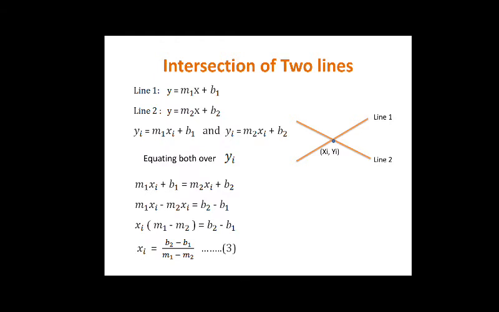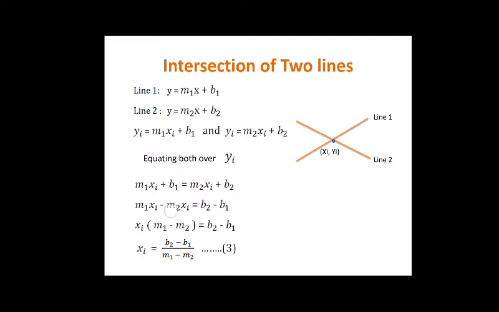Now I have to equate both. You can see the LHS of both equations is the same, so I am equating the RHS: m1 xi + b1 = m2 xi + b2. So I am equating both over yi. What I will do is take the same terms on one side and the remaining terms on the other side. You can see that m1 xi minus m2 xi will be on this side, and b2 minus b1 will be on the other side, right. So what will be the common term here?